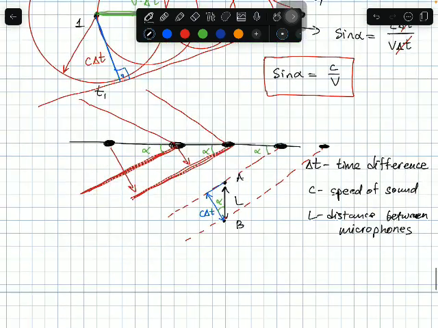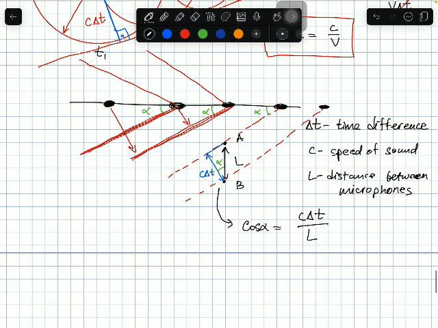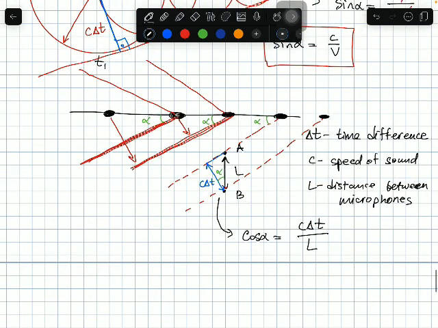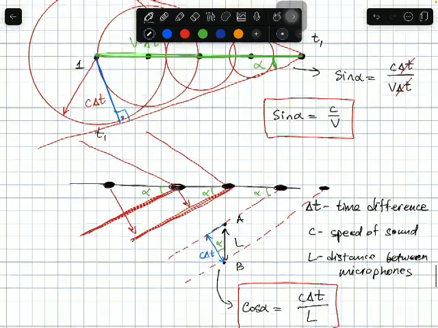And from this triangle here, we get cosine alpha equals c delta t over L. So delta t will be useful here. The delta t is the time difference between microphone A and microphone B detecting the sound. So this is another important result that we have. Once we understand this, the rest is very easy.